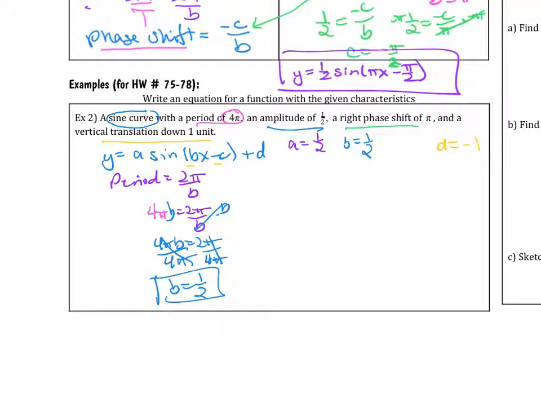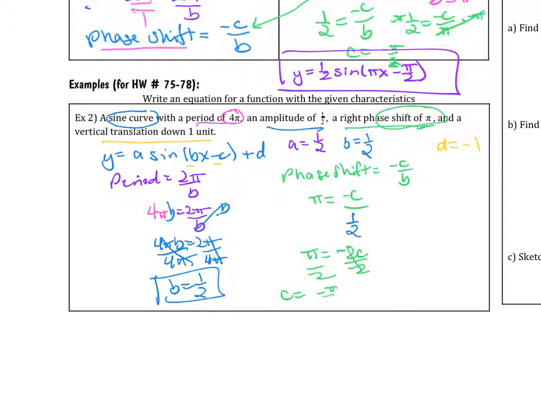Then we notice that it's a right phase shift of pi. So remember that phase shift equals negative c over b. So we know that b is a half, so we're going to plug that in. So phase shift is pi. Pi equals negative c over our b, which is positive 1/2. So to simplify this, pi equals, multiply by 2, negative 2c. And then to solve for c, we divide by negative 2. So c equals negative pi over 2.